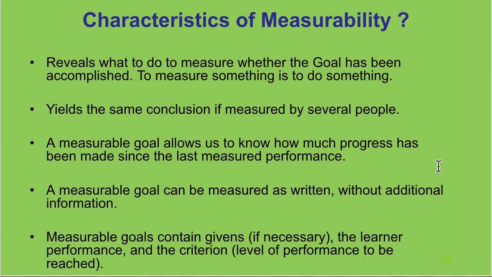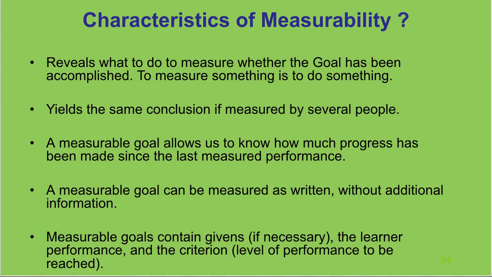It allows us to know how much progress has been made since the last measured performance, and a measurable goal can be measured as written without any additional information. Anybody who looks at the IEP that you wrote should be able to understand what they're measuring and how they're going to do it based on just reading what you've written there. And measurable goals contain givens, if necessary, like the learner performance and the criterion, the level of performance that is reached. If you can't measure what's written, then it's not a measurable goal.